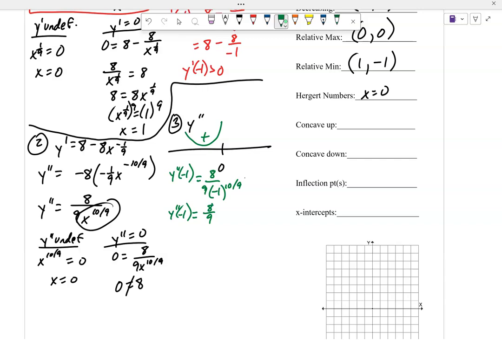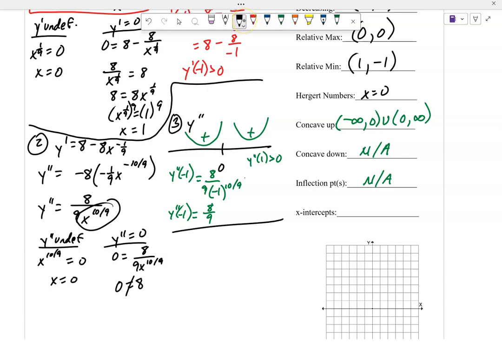I'm going to throw in y double prime of 1. I'll also see that that is positive. Again, feel free to use your scientific calculators as well on those. So we're concave up, and then we're concave up. We're concave up from negative infinity up to 0, and then we're concave up from 0 on. Concave down, not applicable here. No point of inflection, did not change concavity here.